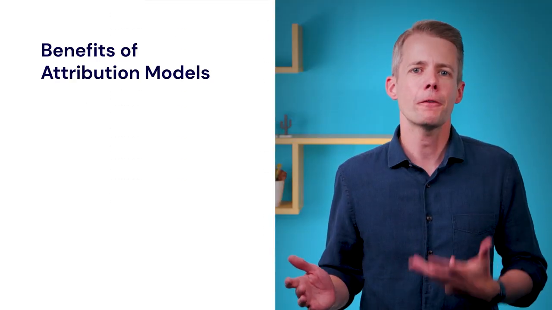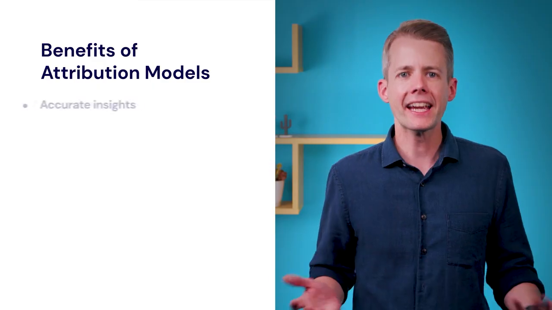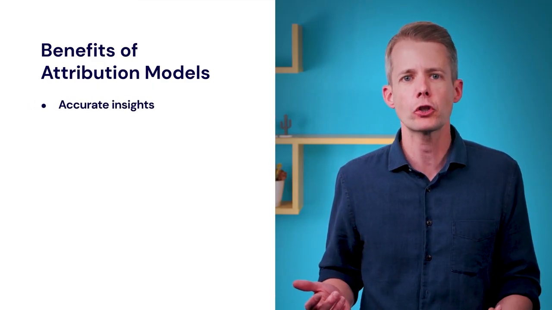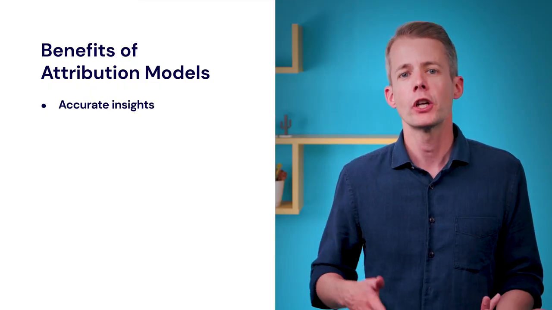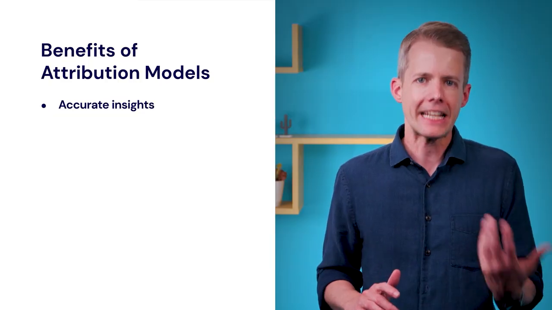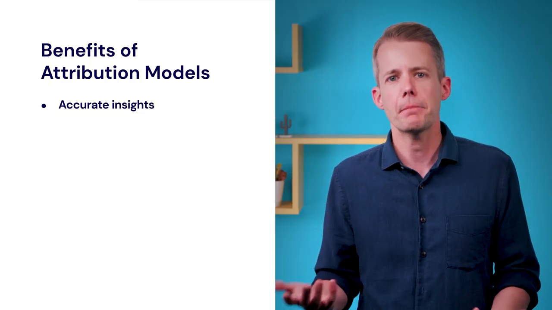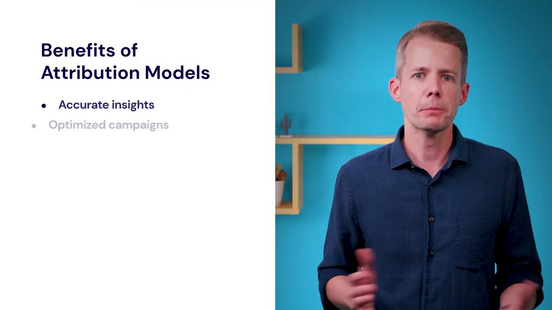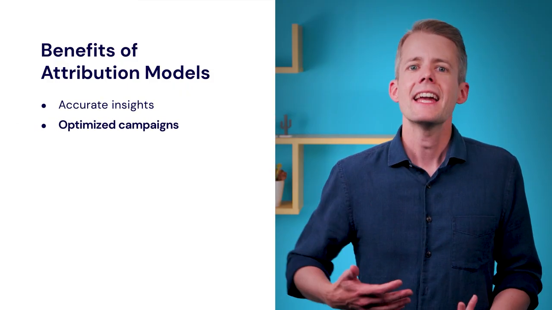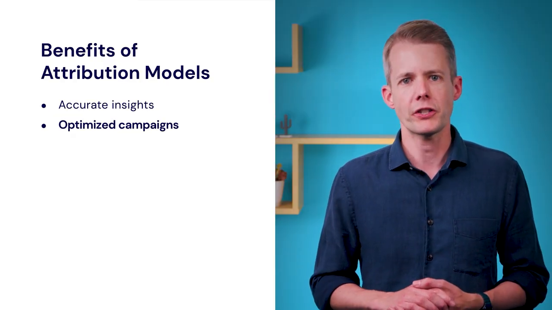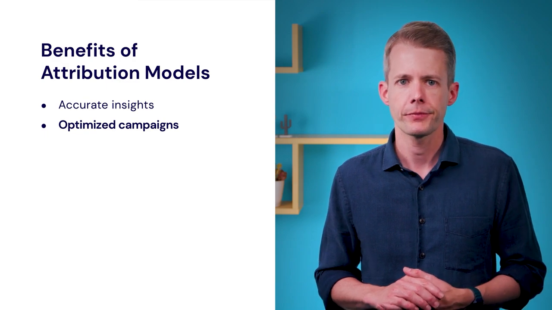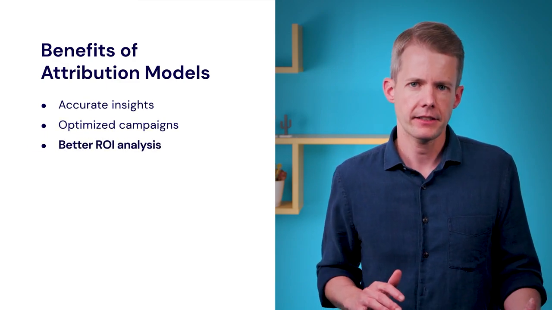Here are a few benefits of using attribution models. Accurate insights. Attribution modeling provides a more accurate representation of how various marketing efforts contribute to conversions. And this insight allows advertisers to make data-driven decisions and allocate budgets more efficiently. Optimized campaigns. By understanding the impact of different touchpoints, advertisers can optimize their Google search ad campaigns to focus on the most effective strategies.